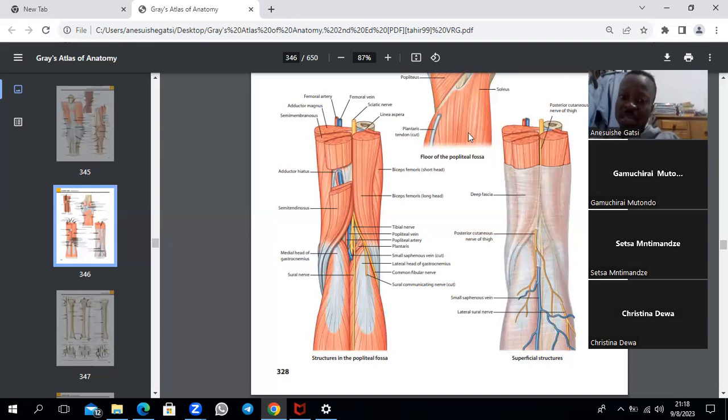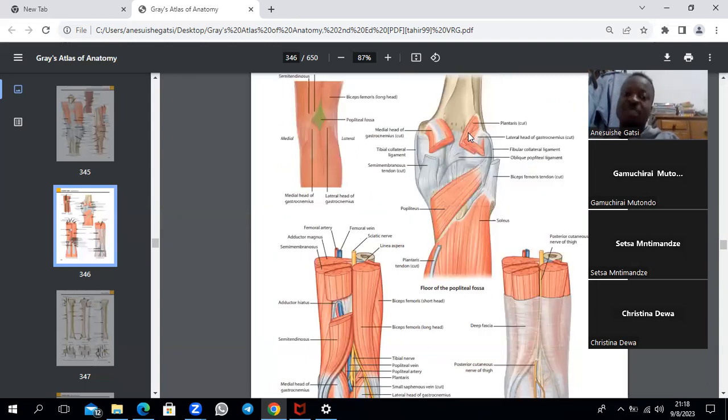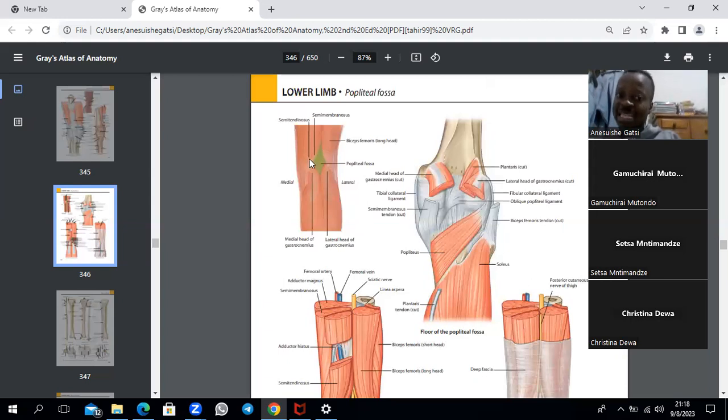Right. What are the boundaries of this popliteal fossa? It looks like a diamond. Then you can see here, the green there. Right. So popliteal fossa looks like a diamond. That's the easiest way to remember. So if you have a diamond, that means you have four boundaries. There's upper medial, upper lateral, lower medial, lower lateral to create your diamond.